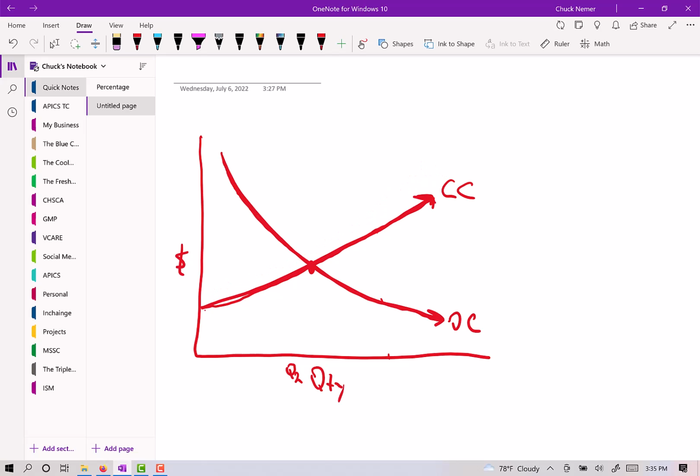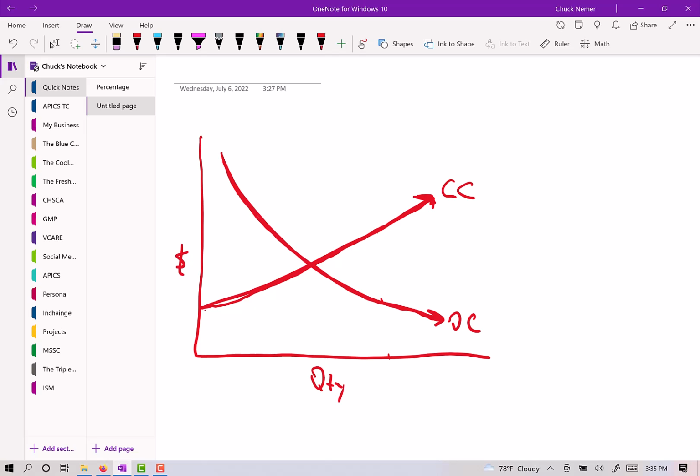It works in the opposite direction as well. If the interest rate goes down, then the cost to carry inventory goes down. I'll call it CC2. And the EOQ goes from quantity 1 to quantity 2 over here now, which is saying the cost to carry inventory is going down. You can afford to sit on more from a financial standpoint. And that makes sense for us too.